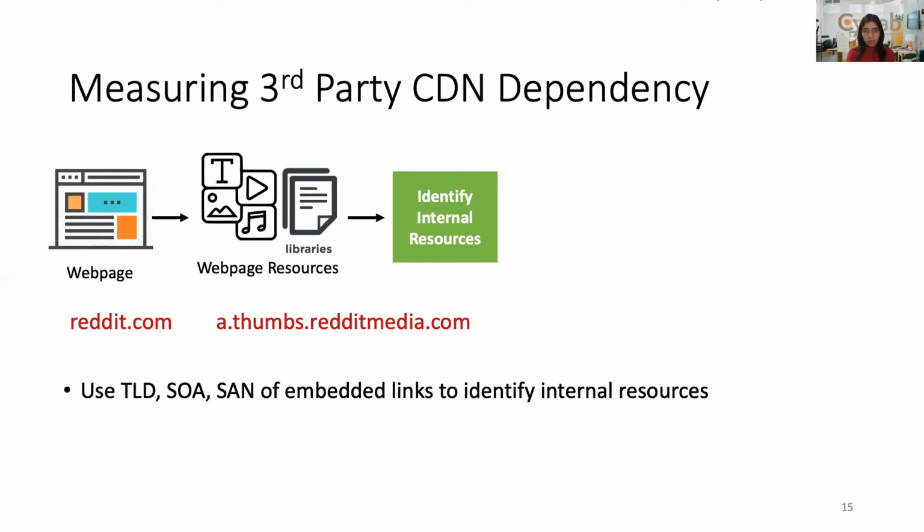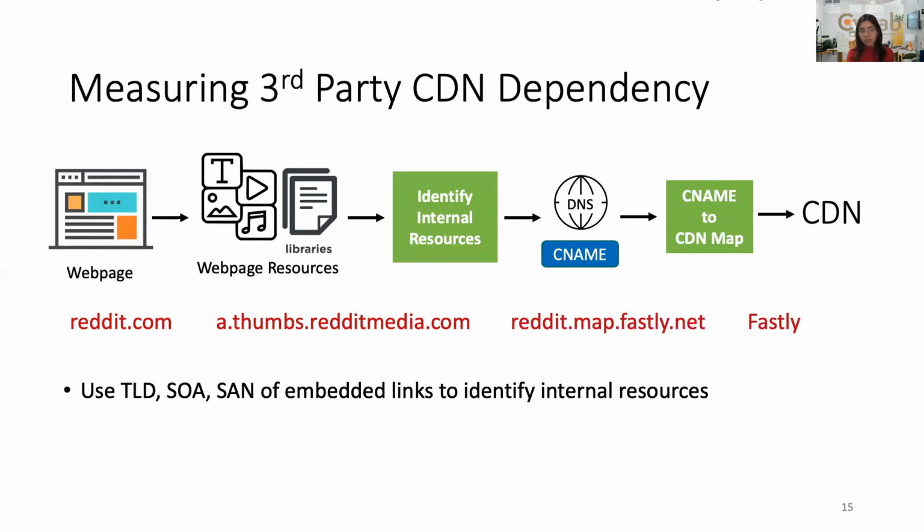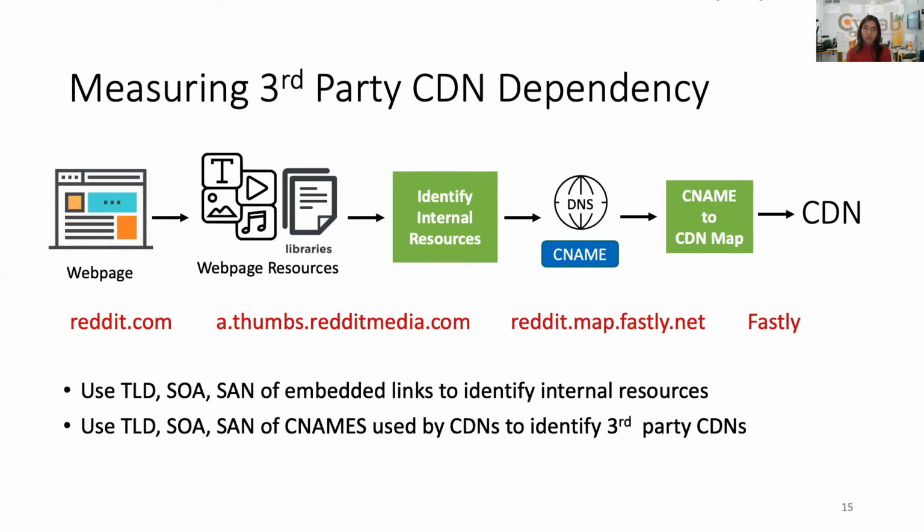For all the internal resources, we fetch their CNAME records. If the website is using a CDN, then these CNAMEs will point to the CDN. For instance, here, the CNAME actually points to Fastly. We input this CNAME to our CNAME to CDN map, which will output Fastly here. We manually build this map by taking help from available CNAMEs on the internet, on the CDNs' websites, and also in public suffix lists. After we have identified the CDN being used by a website, we also need to see if the CDN is private or a third party. And to do that, we again use TLD, start of authority, and SAN lists to see if the CDN is private or third party.